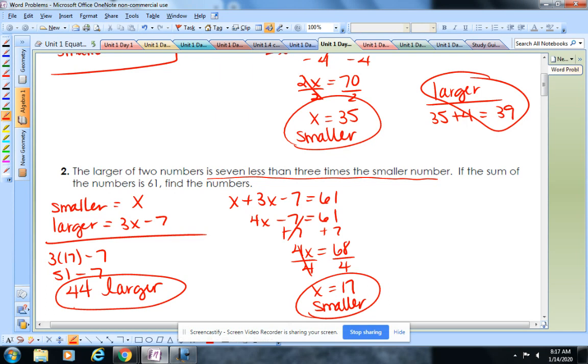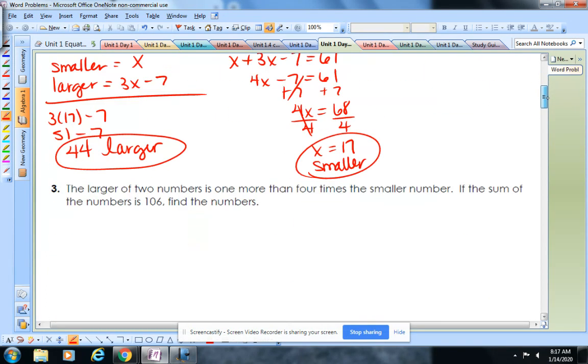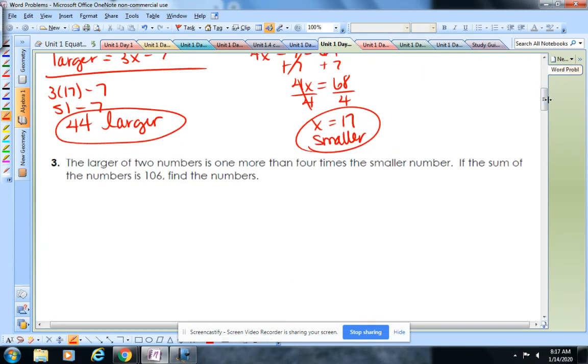Why don't y'all try number 3? Try it with your group. Label, label. Label the larger, label the smaller. Label your variables, write an equation, solve it, find both numbers. Let me know if you get stuck.